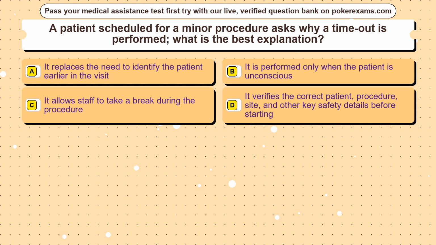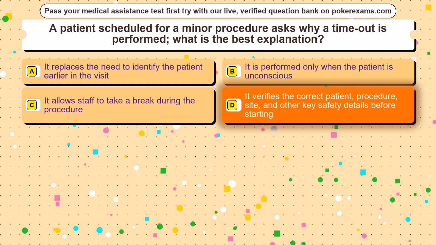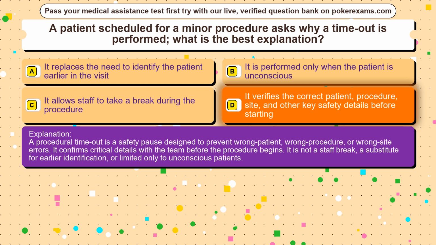It verifies the correct patient, procedure, site, and other key safety details before starting. The correct answer is option D. It verifies the correct patient, procedure, site, and other key safety details before starting. A procedural timeout is a safety pause designed to prevent wrong patient, wrong procedure, or wrong site errors. It confirms critical details with the team before the procedure begins. It is not a staff break, a substitute for earlier identification, or limited only to unconscious patients.